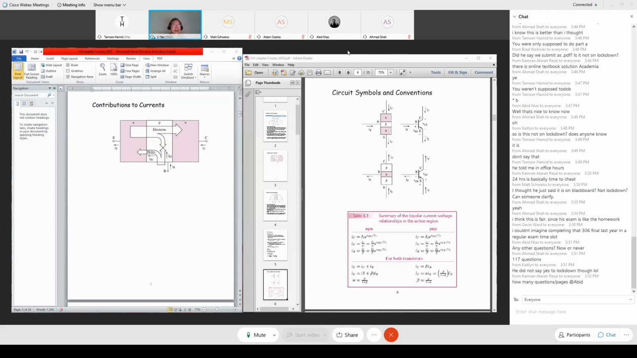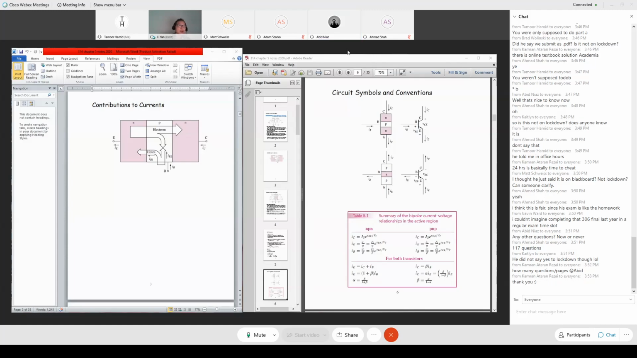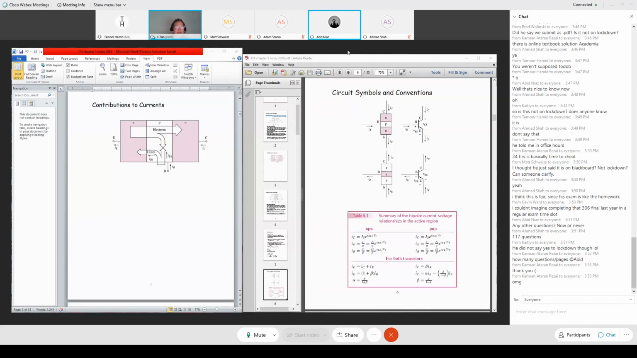Wait, how many questions should we expect on the exam? Pardon me? How many questions should we expect? No, 4 or 5. I have a question. Is there going to be partial credit awarded for the exam, or is it just going to be whether you got it right or wrong?